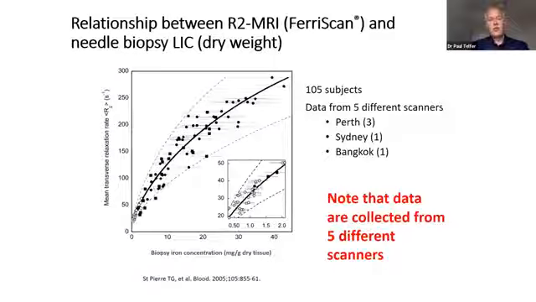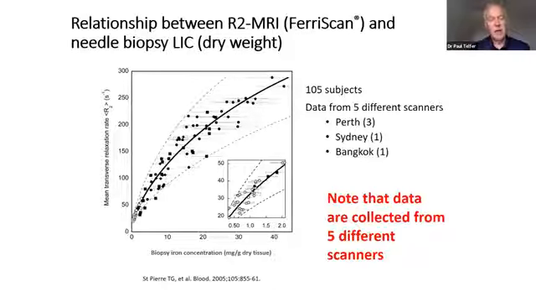Yes, so this is the validation of FerriScan, which involved liver biopsies. What you see here is the biopsy liver iron concentration on the x-axis, and the liver iron as assessed and quantitated using the MRI, the R2 MRI technology, on the y-axis. And you can see that there is a strong correlation, and you can see in other studies a good agreement between the methods.